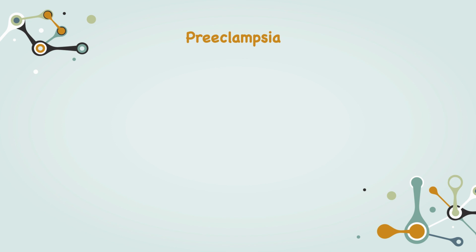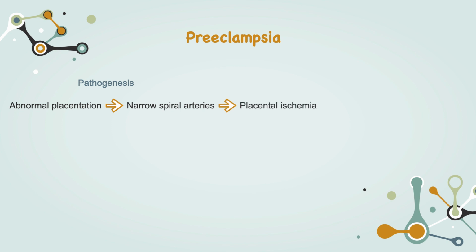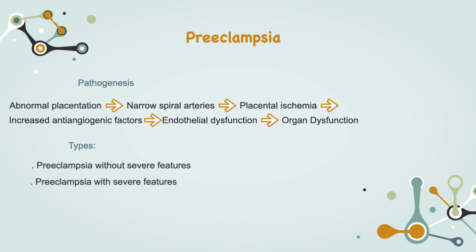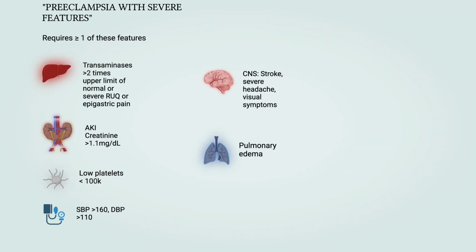So let's just go over the points that we talked about, the pathophysiology of preeclampsia. There is abnormal placentation that results in narrowed spiral arteries, that results in placental ischemia, and that ischemia results in increased anti-angiogenic factors, which eventually results in endothelial dysfunction, and that results in organ dysfunction. Then we have to be aware of two types of preeclampsia: one is preeclampsia with severe features, and the other is preeclampsia without severe features. In the next slide, we're going to talk about what constitutes preeclampsia with severe features.